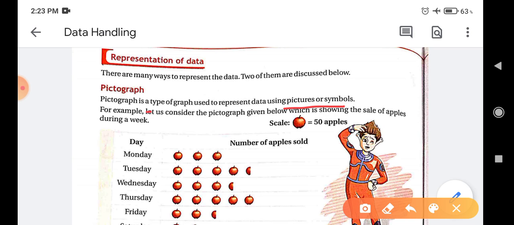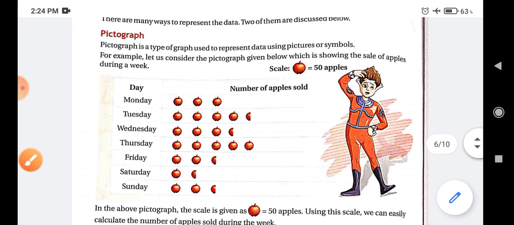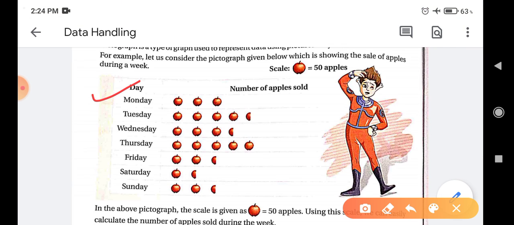This is also a type of graph that is used to represent data using pictures or symbols. For example, let's consider the pictograph given below, which is showing the sale of apples during a week. Here are given days and here are number of apples sold.